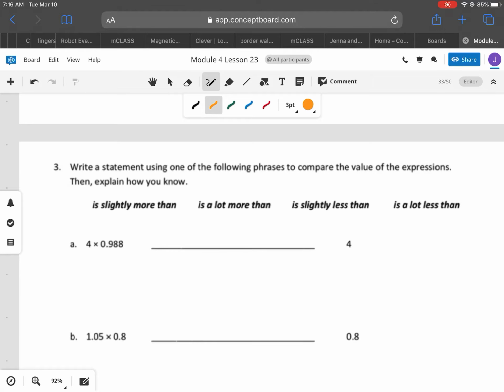Alright, moving on. This is something we did in class. Hopefully we got to it. Write a statement using one of the following phrases to compare the values of the expressions. Then explain how you know. Okay, so again, we're going to be doing this. This is less than 1, and it's only a tiny bit less than. So it's going to be slightly less than.